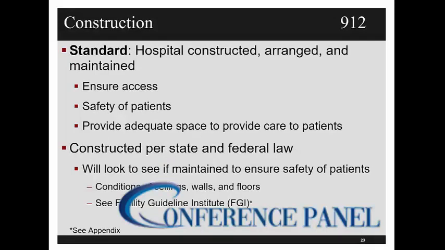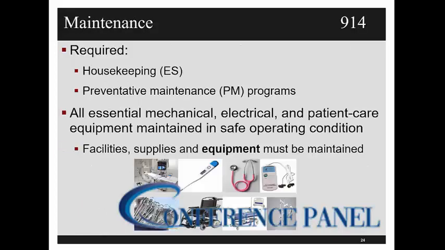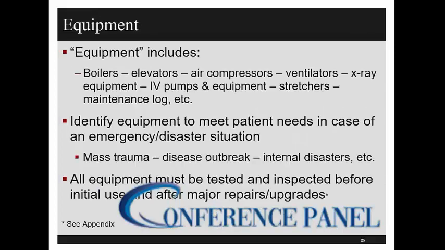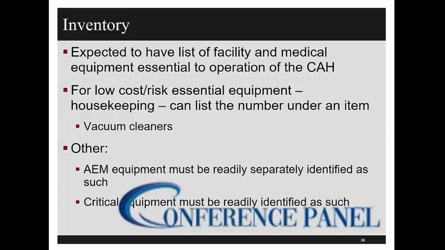Construction. It has to be constructed, set up, and maintained so that people can get in, that you ensure access. Maintenance. You are required to have housekeeping, that's environmental services, and preventive maintenance programs. Again, this is very broad when it talks about equipment. That includes boilers, elevators, ventilators, x-ray. Again, anything that's a piece of equipment, we have to keep it in working order. You are expected to have a list of all your equipment that is essential to your operation.